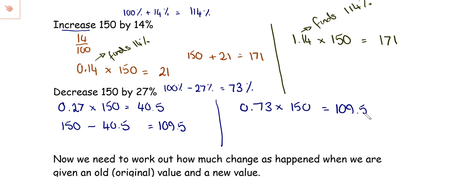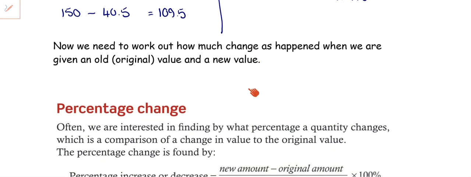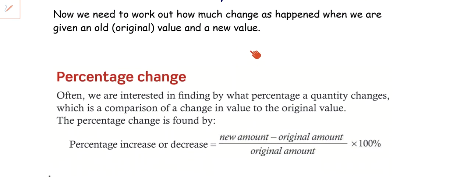Okay? So we did increase and decrease. Have you all written that down? Go on, write it down. Got it. So I will just give you a heads up. We need to work out how much change has happened, if we're given two values, an old value and a new value. Now there are two ways.